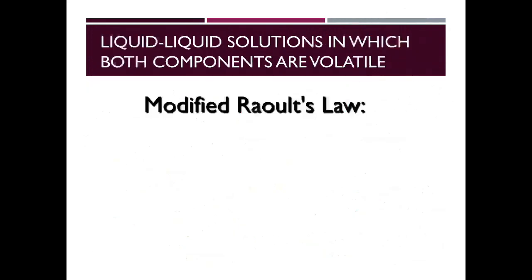We use a modified Raoult's law in which both of them are liquids, or both of them are volatile. Pretty much, if it's a liquid, it's probably going to be volatile. If it's a solid, it's probably going to be non-volatile. And I would specify liquids or solids, right? And I will specify volatile or non-volatile.